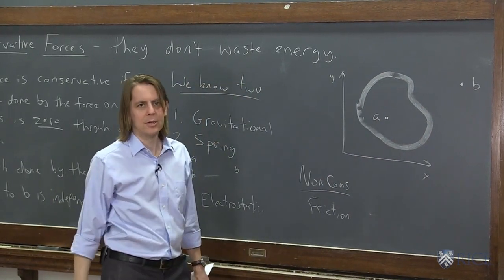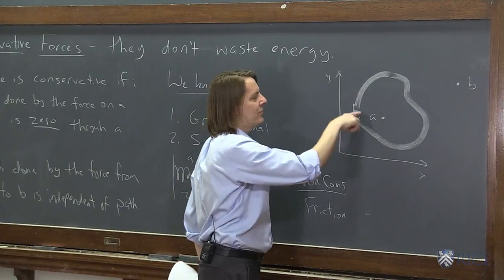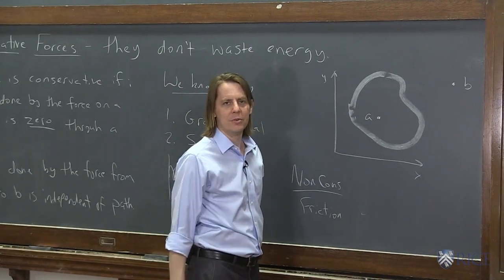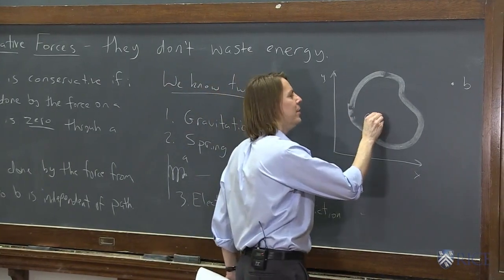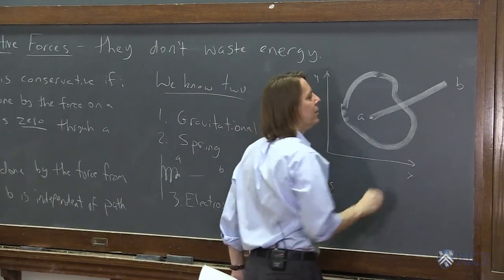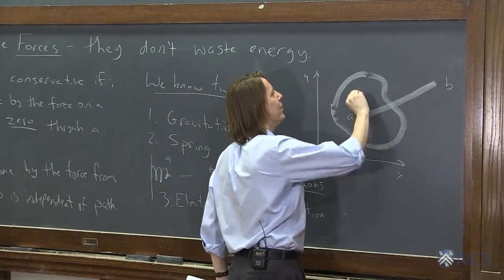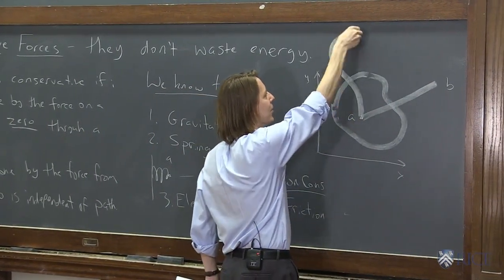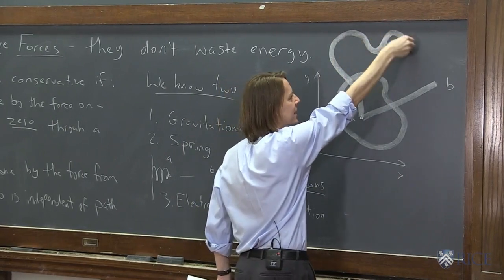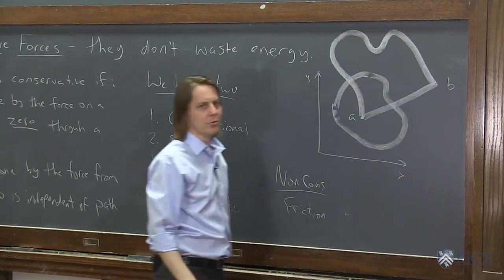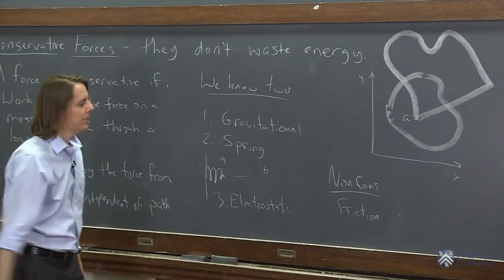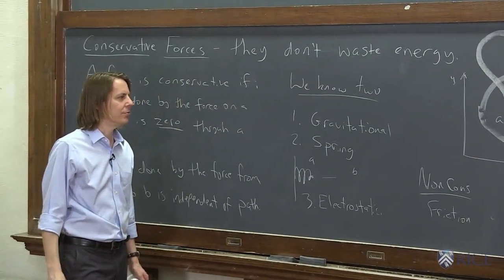I never gained, right? So this net work was not 0 going around the loop. I always lost. And if I look at what I lose going from A to B, lost the whole way. But what if I go up here? Oh my God, I lost a lot more, right? You never change direction and gain with friction. You always lose. So friction fails on both counts. It is not a conservative force.